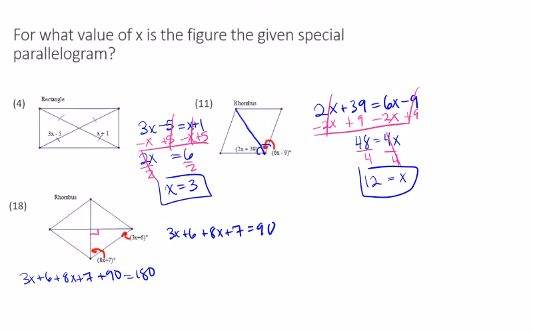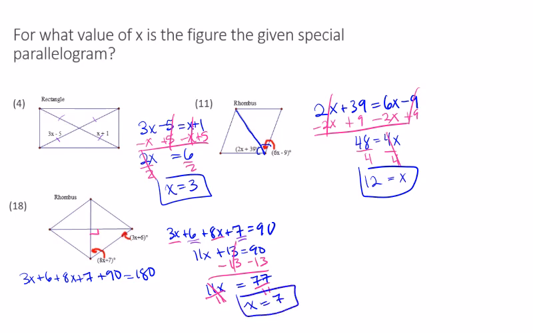And so I'm going to combine like terms. 3x and 8x make 11x. And 6 and 7 add together to make 13. So then we can subtract 13 from both sides. And so we get 11x equals 77. We can divide both sides by 11. And we get x equals 7.